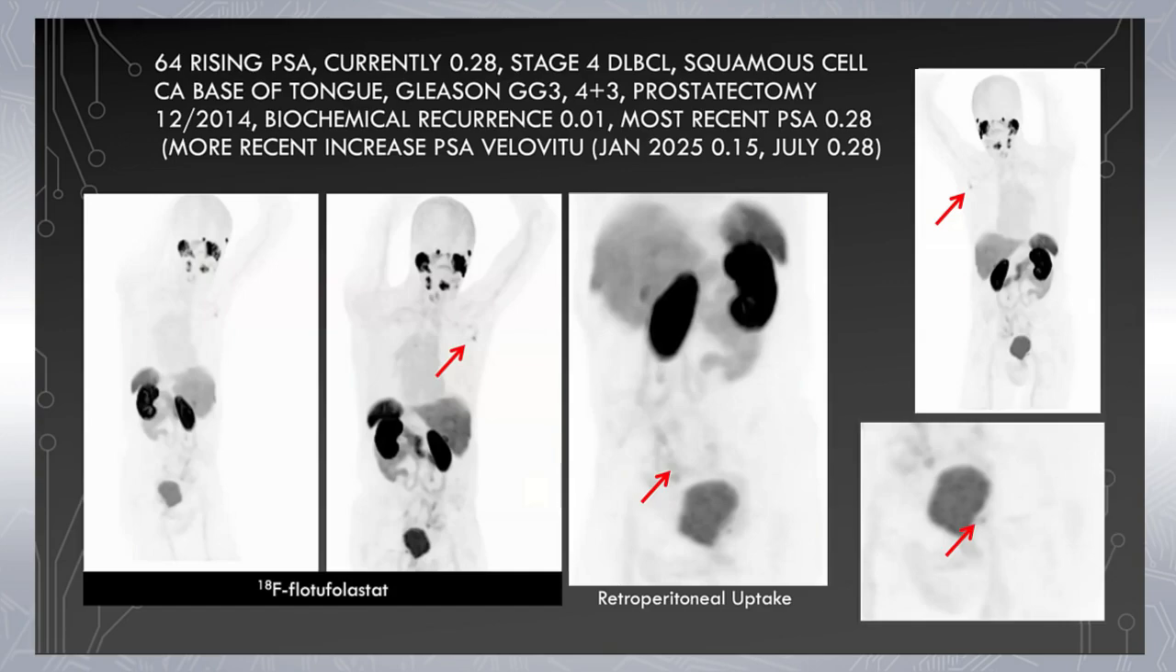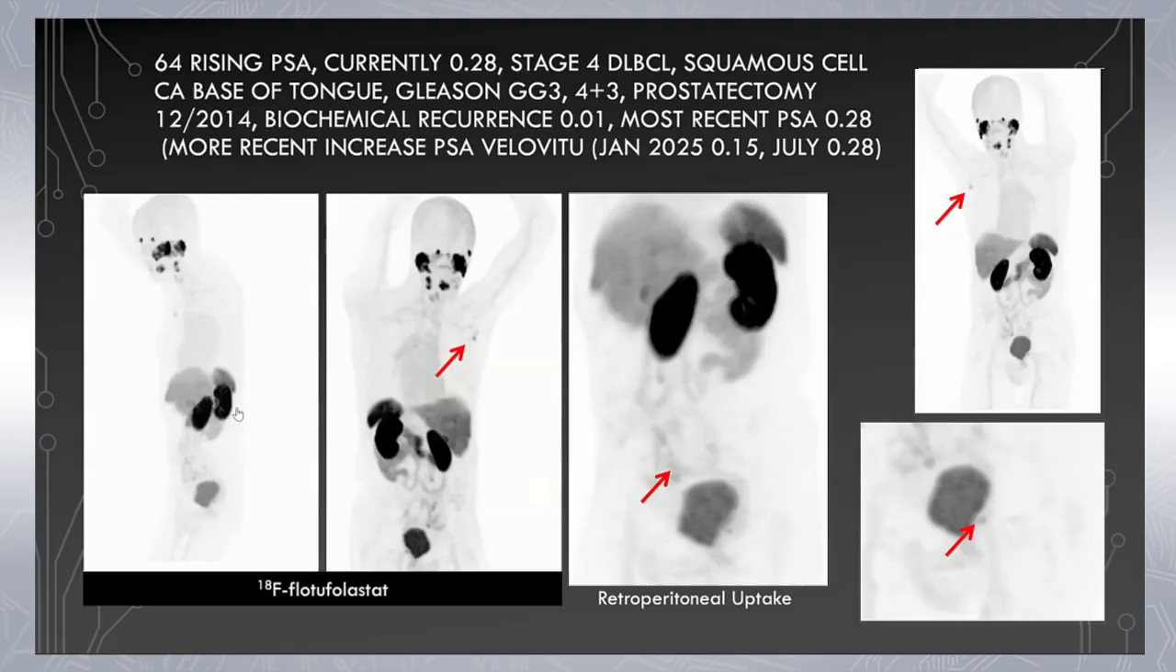So let's look at this image. First of all, let's look at our normal biodistribution on our spinning MIP. Normal biodistribution within the lacrimal glands, including the salivary tissues. Normal biodistribution within the liver and spleen, genitourinary tract, and bowel.